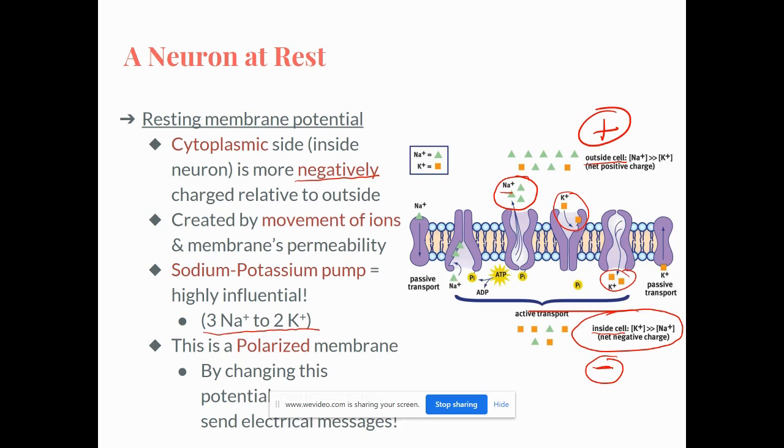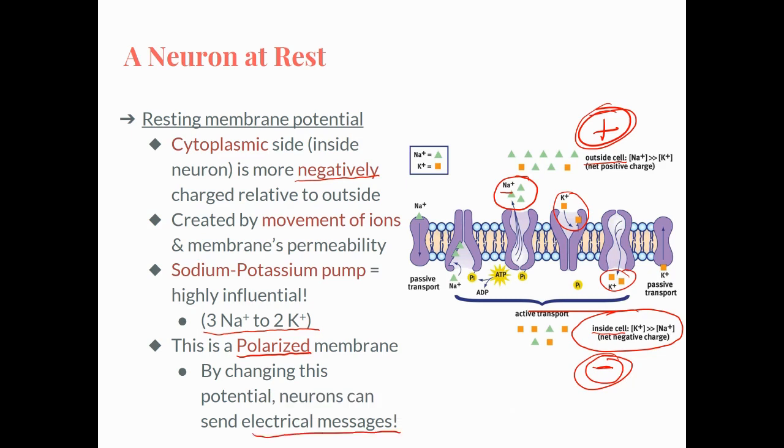So normally at resting potential, the inside is more negative and the outside is more positive. This is what is meant by a polarized membrane. When this gets changed, this is how electrical messages get sent.